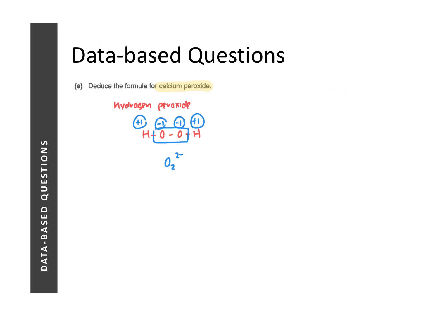Alright, once you have established the charge on the peroxide ion, the rest is pretty routine. Calcium is in group 2, Ca2+. The anion is O2 2-, so you can see that the charges do cancel out, so there's no need for you to do any cross multiplication, and the final formula is just CaO2.